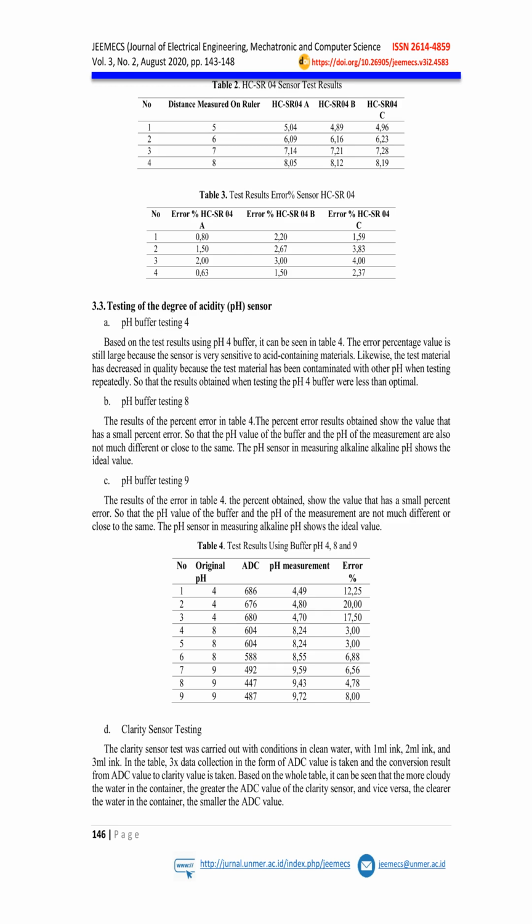The clarity sensor test was carried out with conditions in clean water, with 1 ml ink, 2 ml ink, and 3 ml ink. In the table, 3x data collection in the form of ADC value is taken, and the conversion result from ADC value to clarity value is taken. Based on the whole table, it can be seen that the more cloudy the water in the container, the greater the ADC value of the clarity sensor, and vice versa. The clearer the water in the container, the smaller the ADC value.